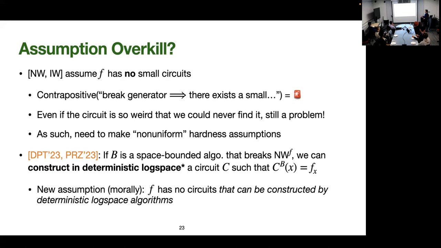We actually construct a bunch of circuits, polynomially many, and one of them is good. At least one of them is good. In order to check which one of them is good, we need to compare against F, basically. So this is the one detail that I was hiding there. And so our new assumption, again at a sufficiently high level of generality, is that we have access to a string F that has no circuits that can be constructed by deterministic log space algorithms. Because this, again, is just pretty much the contrapositive of this statement.